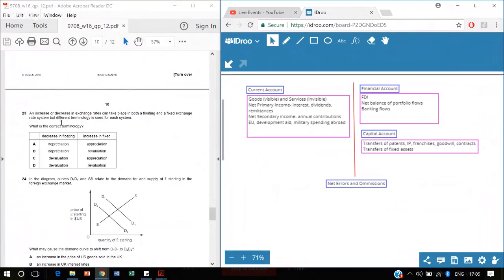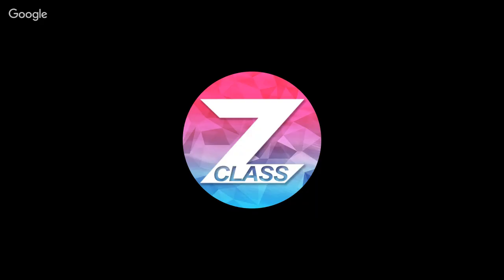23. Increase or decrease in exchange rates can take place in both a floating and fixed exchange rate system, but different terminology is used for each system. Okay, what do you think about this one? So floating is when it's not controlled and fixed is when it is.